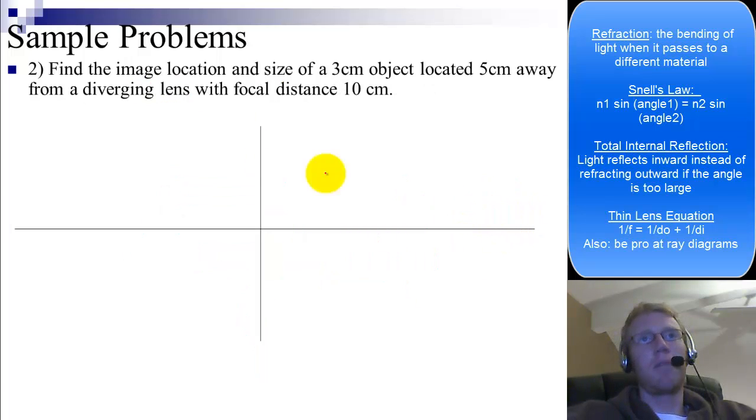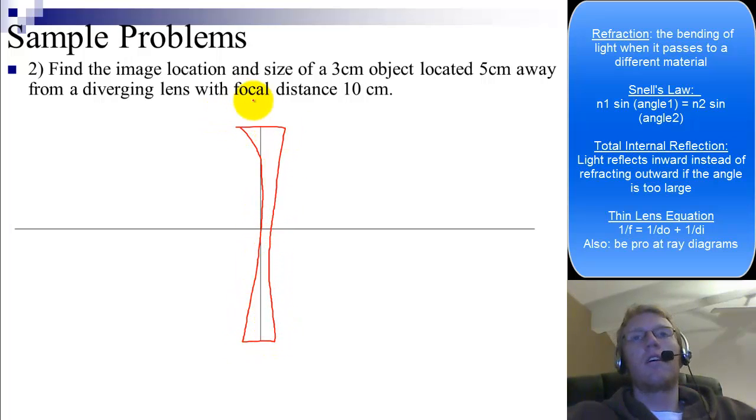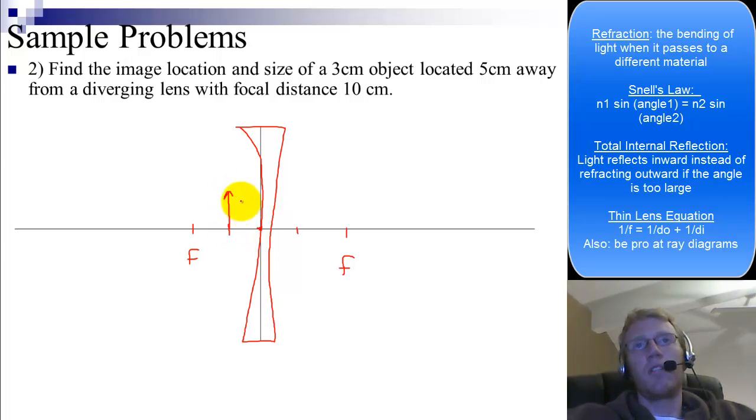Okay, next example. A diverging lens. So a diverging lens looks like this. Focal distance 10 centimeters again. So there's 5, 10. Focal point on this side. 5, 10, focal point on this side. The object is 5 centimeters away, so the object is located here, and we're going to draw it 3 centimeters tall, but I don't have a scale for height.